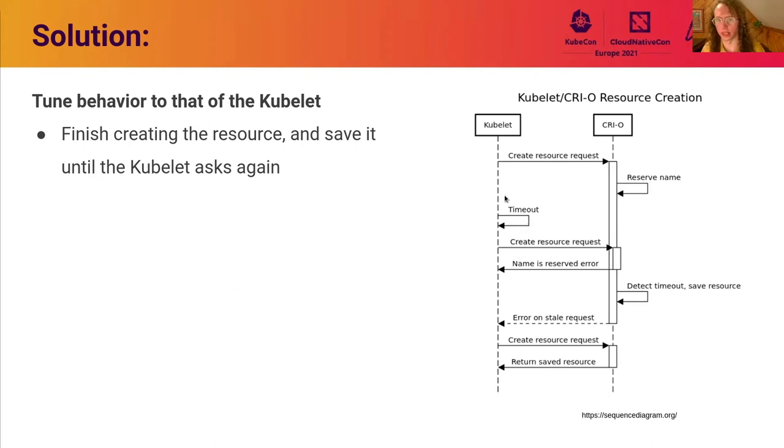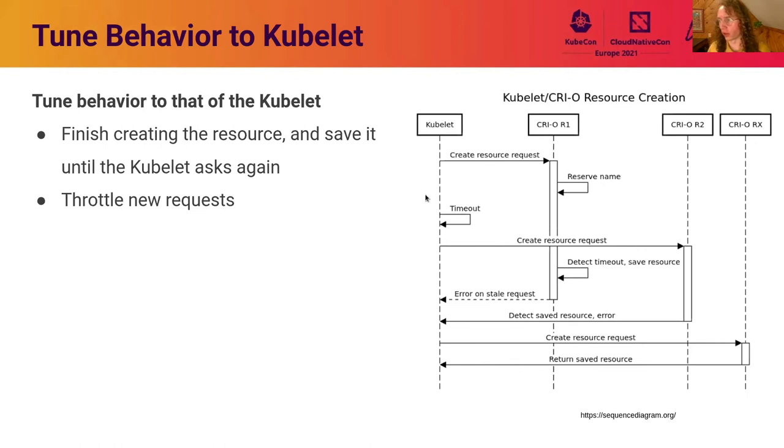The user is going to see that their pod is failing because of "name is reserved," and it's going to be failing a lot. Name is reserved, name is reserved. And so we can do better. Another thing that CRI-O is able to do and has done is throttle new requests.